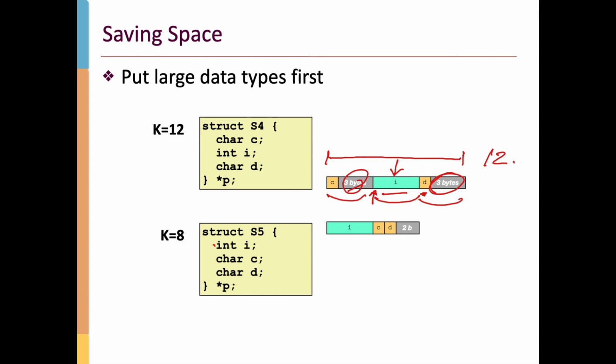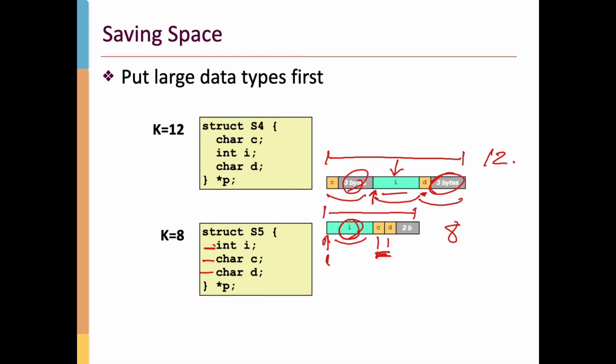We can rearrange these in a different order. So now we'll place the integer first, followed by the 2 characters. We can allocate the integer immediately at the beginning of the space because we're assuming a 4-byte boundary up here. That takes up 4 bytes. And then the C and the D values, because they're only 1 byte, can be allocated on any boundary that we want. And then we still have to obey the overall alignment restriction that says that the amount of memory allocated for the structure has to be a multiple of the size of the largest element in the structure, which is 4. So we have to pad this out to be 8 bytes wide.